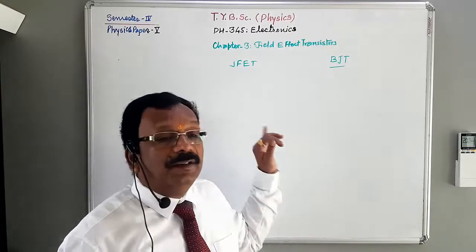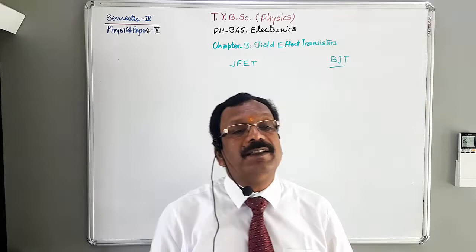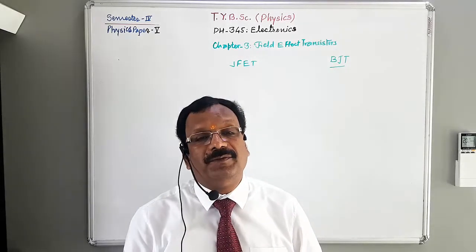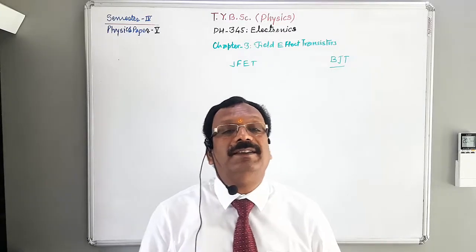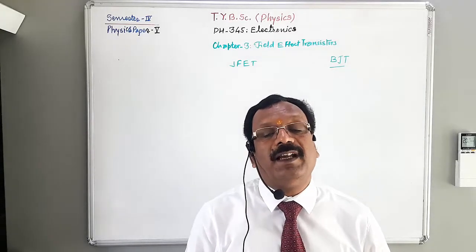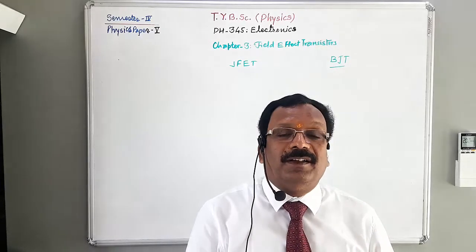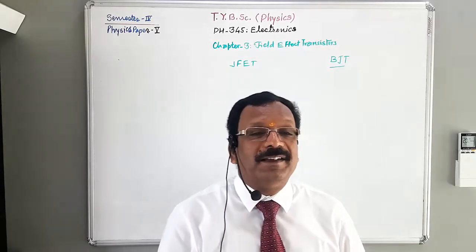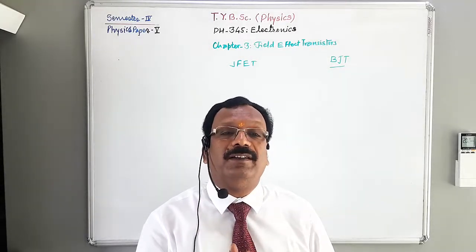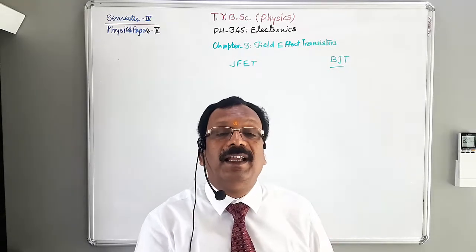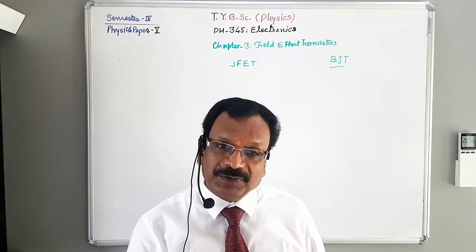And last one, FET is much simpler to fabricate as an IC and occupies less space on the IC chip, whereas BJT is comparatively difficult to fabricate as an IC and occupies more space on the IC chip. Okay. Now, I would like to tell you that N channel JFET is very popular and has a wide application range as compared to P channel JFET. Why is it so?